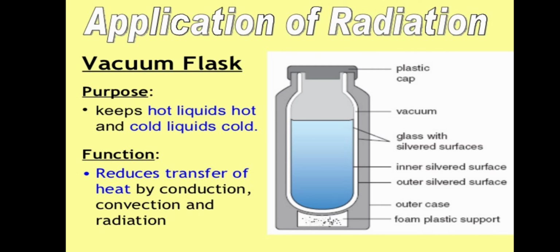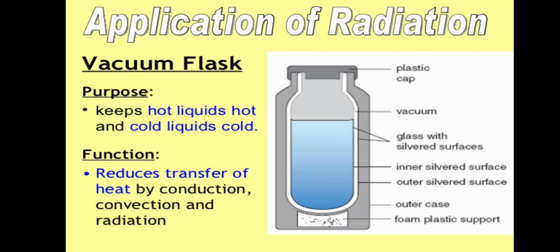Now we will see one more application of radiation. A thermos flask is a special type of vessel which keeps hot liquid hot and cold liquid cold for a long time. It is made in such a way that it reduces the loss or gain of heat by conduction, convection and radiation to the minimal level.